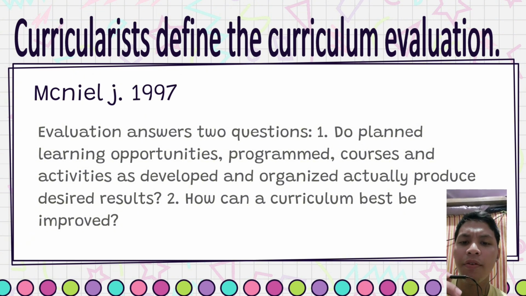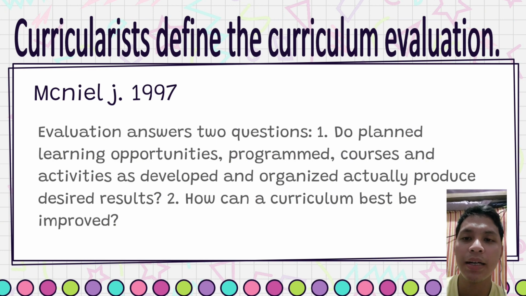How do we make it better? Once we figure out how things are going, the next step is to find ways to make the learning even better. It's like looking at what is good and what is not, and then coming up with ways to improve it, maybe by changing how things are taught or adding new and helpful stuff to learn. So evaluation helps us check if the planned learning is working, and then shows us how to improve it to make the learning experience even better. That is the main idea of McNeil.